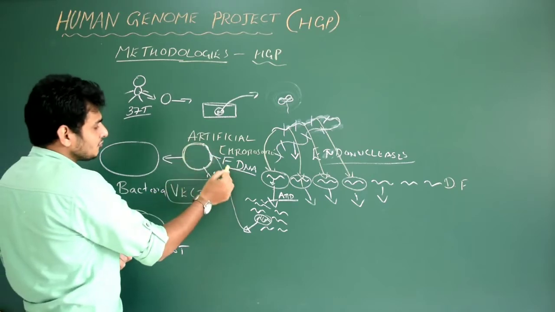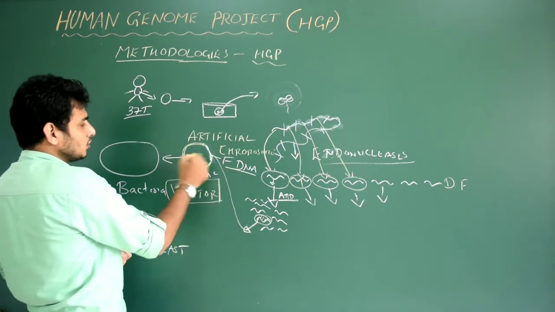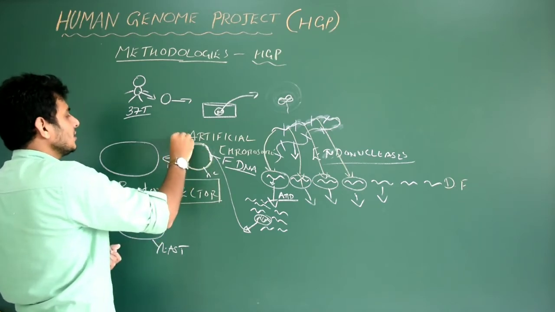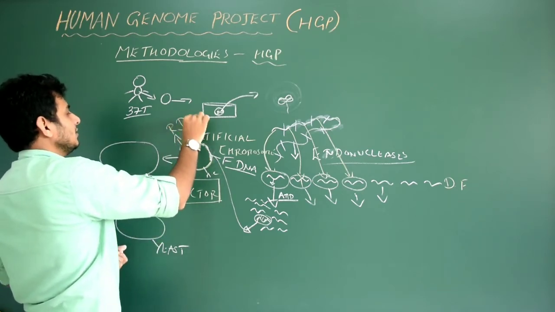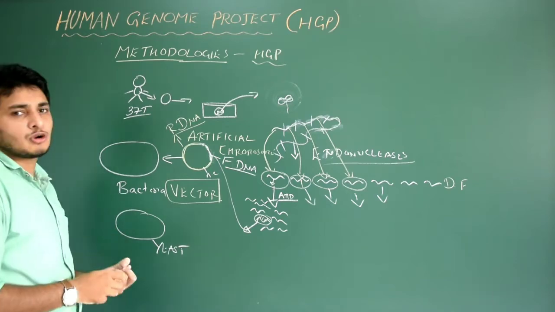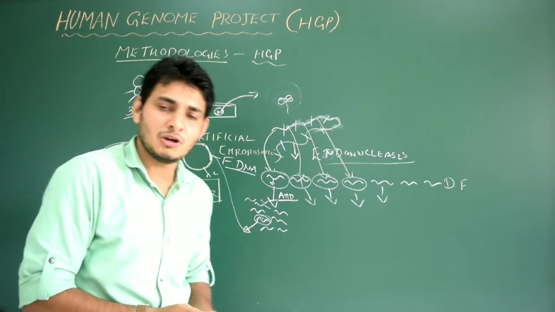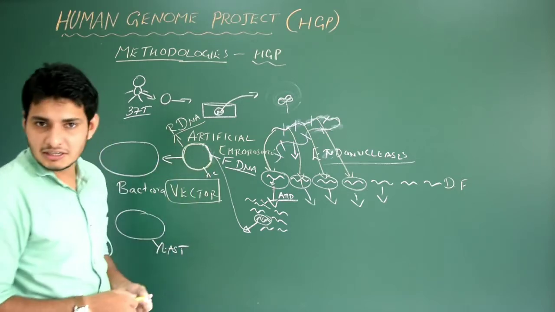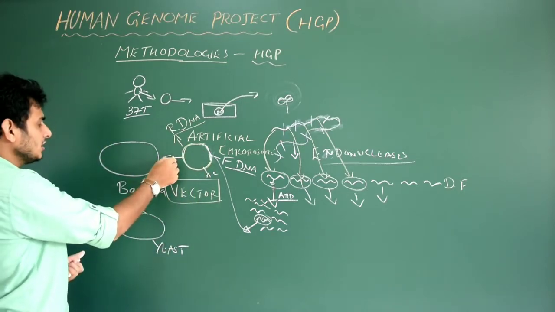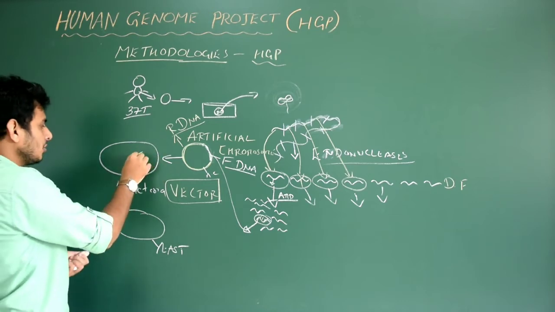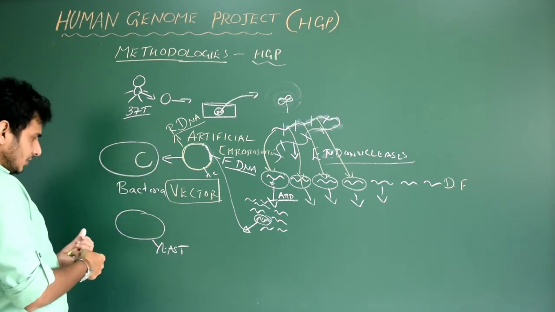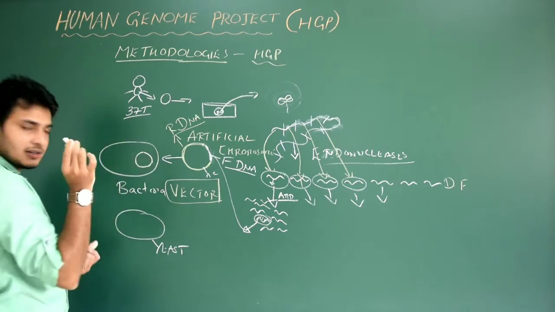Once I link this foreign DNA, that is my DNA, into this artificial chromosome, the entire chromosome is called recombinant DNA. Recombinant DNA means it is a type of chromosome which contains two types of DNA. One is the artificial chromosome, the other is the foreign DNA. Got it? Now I need to transfer this recombinant DNA into the bacteria or yeast. Done.